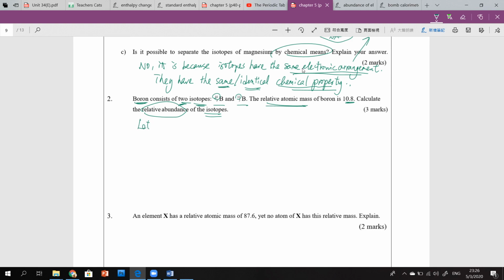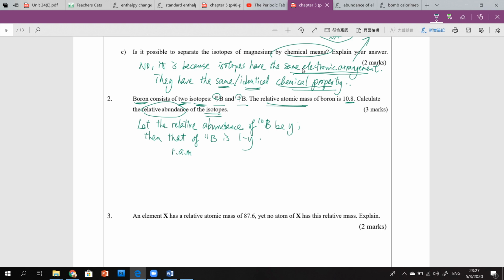First step, you're going to let the relative abundance of boron-10 be Y, then that of boron-11 is 1 minus Y. You can get the point, right? Once again, we have got 2 isotopes for boron. Y plus 1 minus Y equals 1. 1 means 100%.